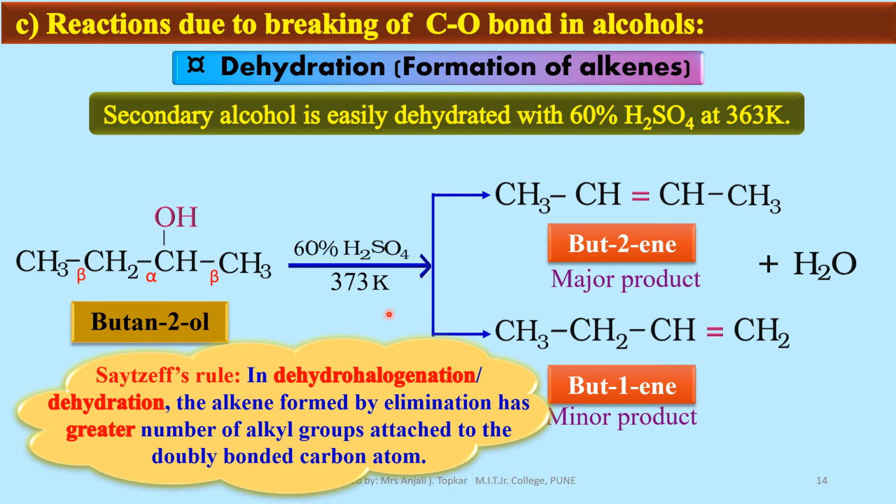This is Saytzeff's rule. What does this Saytzeff's rule tell us? Let's understand. In dehydration, the alkene formed by elimination has a greater number of alkyl groups attached to the doubly bonded carbon atoms. As we can see here, to these doubly bonded carbon atoms, this is the first alkyl group and this is the second alkyl group. In but-2-ene, there are two alkyl groups, whereas in but-1-ene, only one alkyl group is attached to the doubly bonded carbon atom. So, the major product obtained here is but-2-ene, which follows Saytzeff's rule.